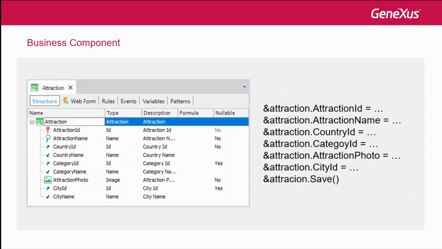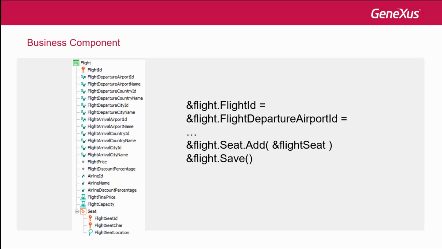Inserting information with the use of a business component is exactly the same as doing it through the associated transaction, though without its screen. We should recall that data integrity is controlled, and the transaction rules are also executed. Even when we did not consider it in this course, a business component may have two levels when the transaction has two levels. As an example of this, we have the flight transaction.